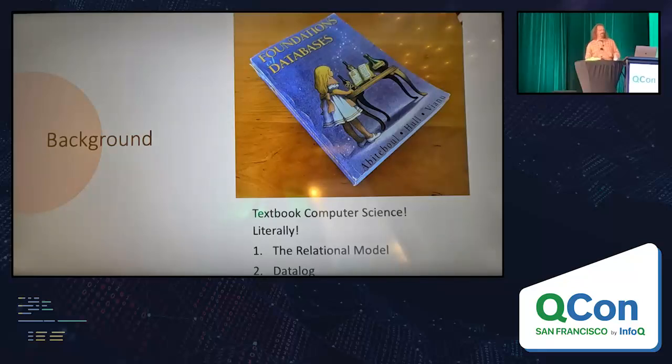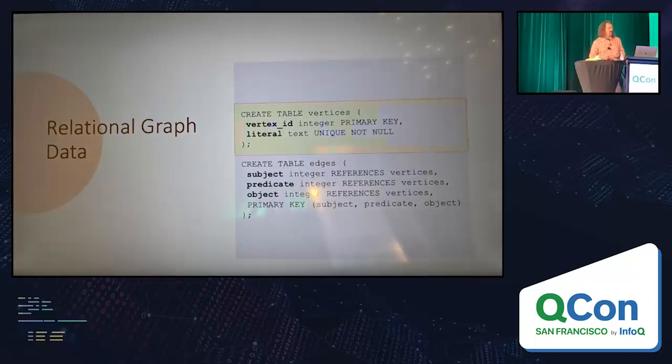Okay, handy rule of thumb in software development: never invent something that's in a textbook. All of the background for this talk and this product is basically textbook computer science, literally, specifically the relational model and Datalog. This is actually the real textbook that we use as a reference on the team. You can see it's been thumbed through. Okay, so let's jump right in. Relational graph data, I'm going to throw some SQL at you. I'll speak it slowly.